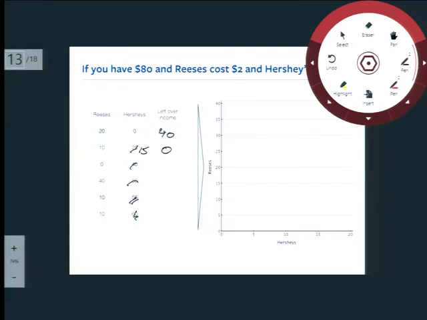If I'm consuming 0 Reese's and I'm consuming 20 bags of Hershey's, 20 times 4 is $80. Again, I have $0 of leftover income. If I'm consuming 40 bags of Reese's and 0 bags of Hershey's, 40 times 2 is 80, plus 0 times 4 is 0, so I'm consuming $80. Again, I have 0 leftover income. If I'm consuming 10 bags of Reese's and let's say 10 bags of Hershey's, I'm spending 20 plus 40, $60. I have $20 of leftover income. And what else could we do? 10 bags of Reese's and 0 bags of Hershey's, I'm spending $20. I have $60 of leftover income.